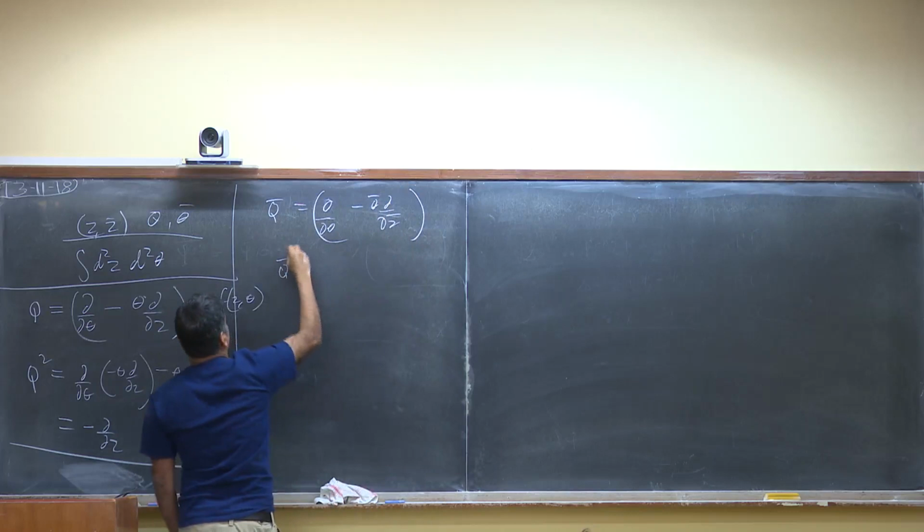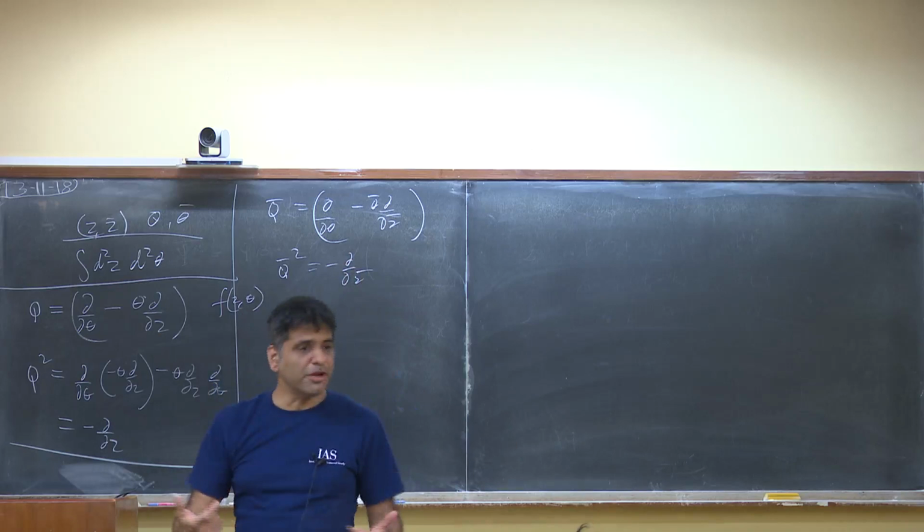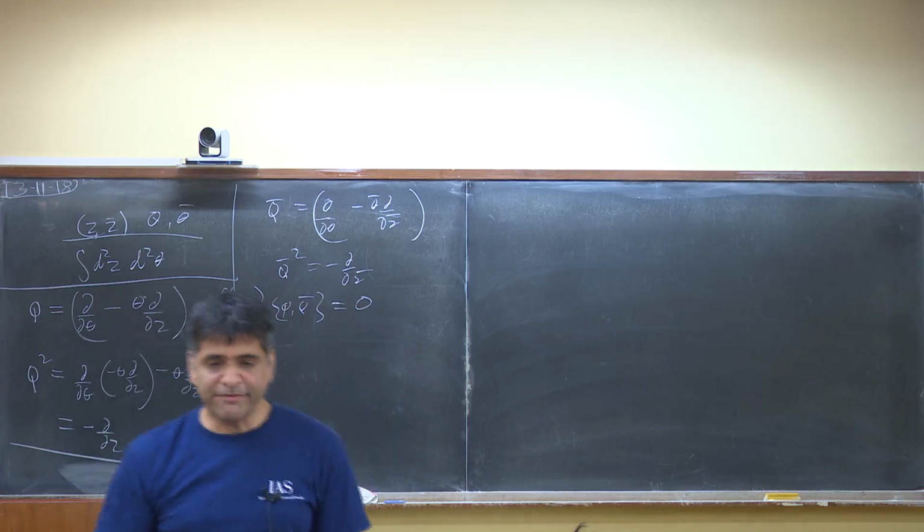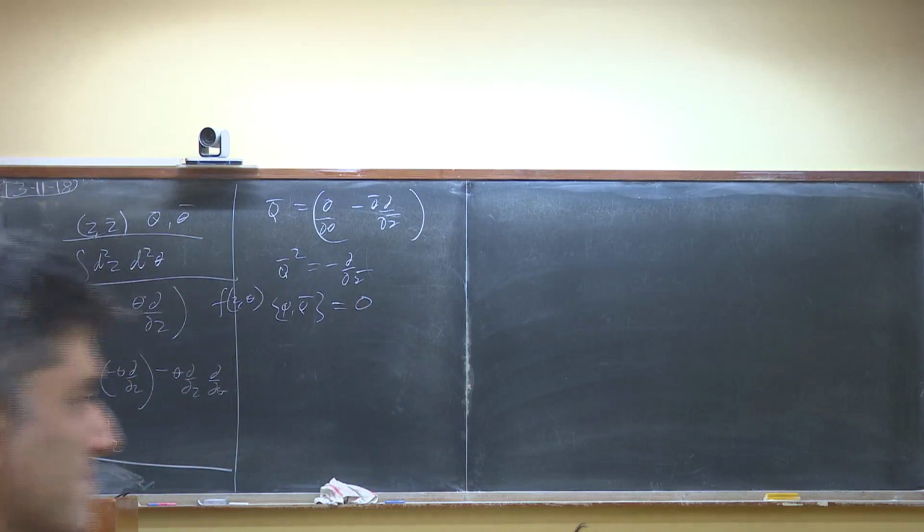We find that Q bar squared is equal to minus del by del z bar. Okay? So we've got two operators, and of course we have that the anti-commutator of Q and Q bar is equal to 0. So we've got two operators that square to two translations on the plane. Okay?